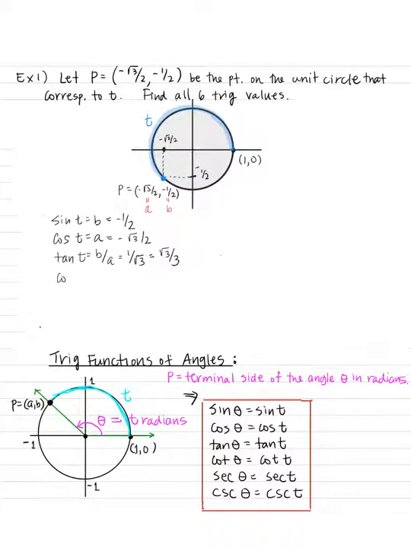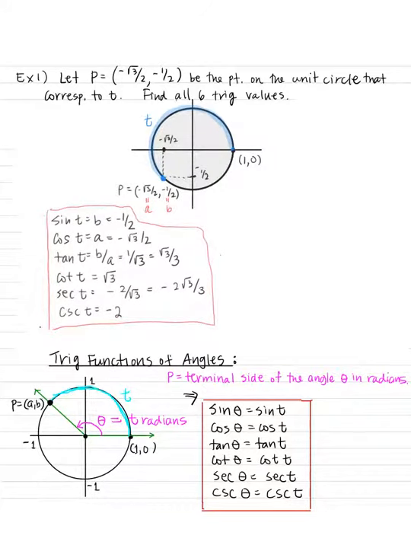And then cotangent of t is just 1 over the tangent. So 1 over the tangent is going to be just square root of 3 over 1. So it's just square root of 3. Now secant of t is 1 over the cosine. So in this case, we're going to get negative 2 over root 3. Rationalize that to get negative 2 root 3 over 3. And lastly, cosecant of t is nothing but 1 over sine, so our answer is going to be negative 2. So this is what the question's asking you to find.